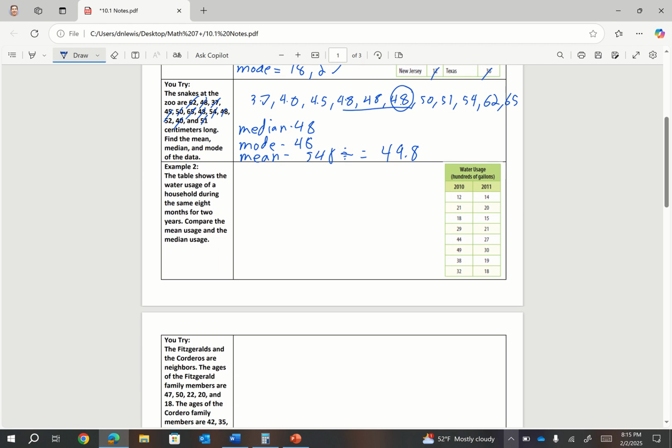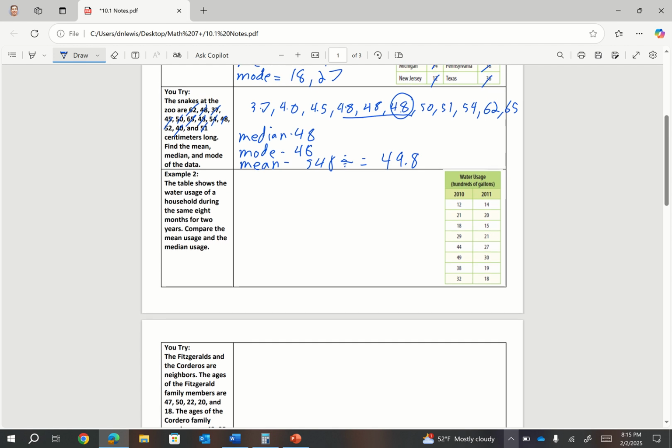Example 2. The table shows the water usage of a household during the same 8 months for 2 years. Compare the mean usage and the median usage. All right, so when you're asked to compare, you are going to need to write down some sentences contrasting the mean and the median for both sets of data. All right, so we got to find the mean and the median for both of these data sets.